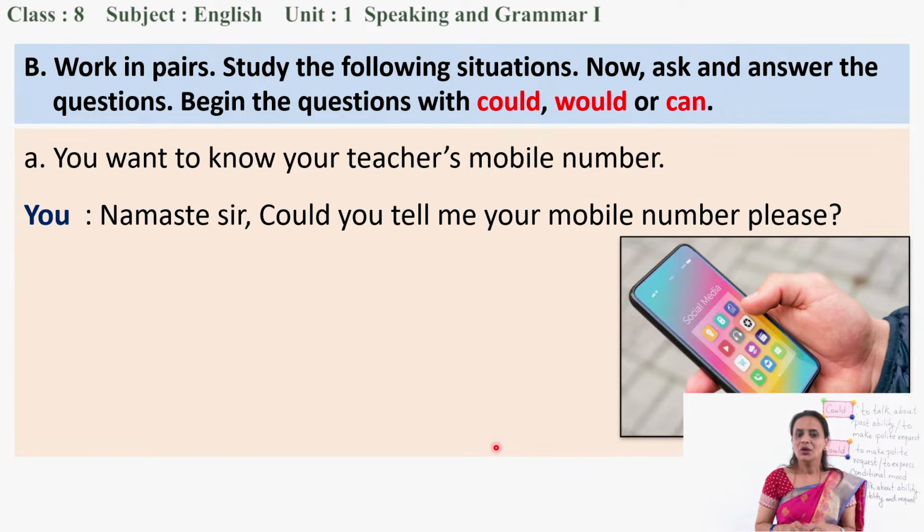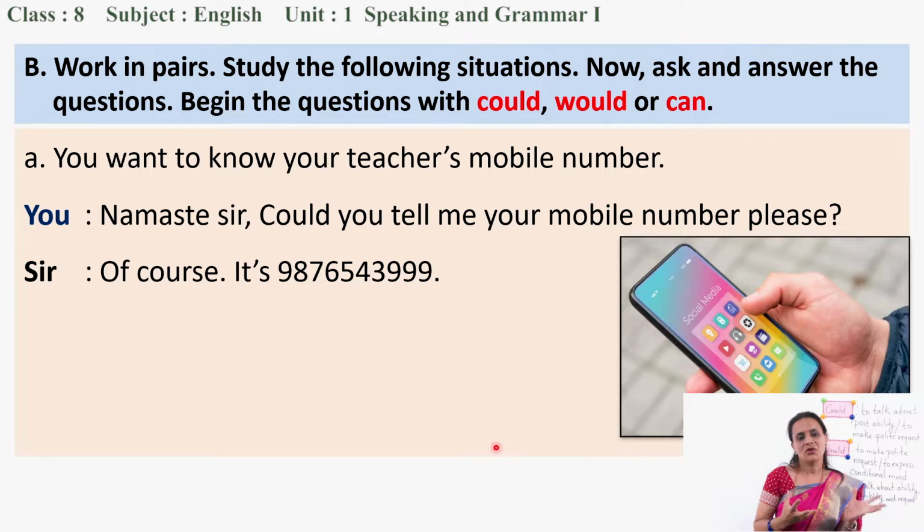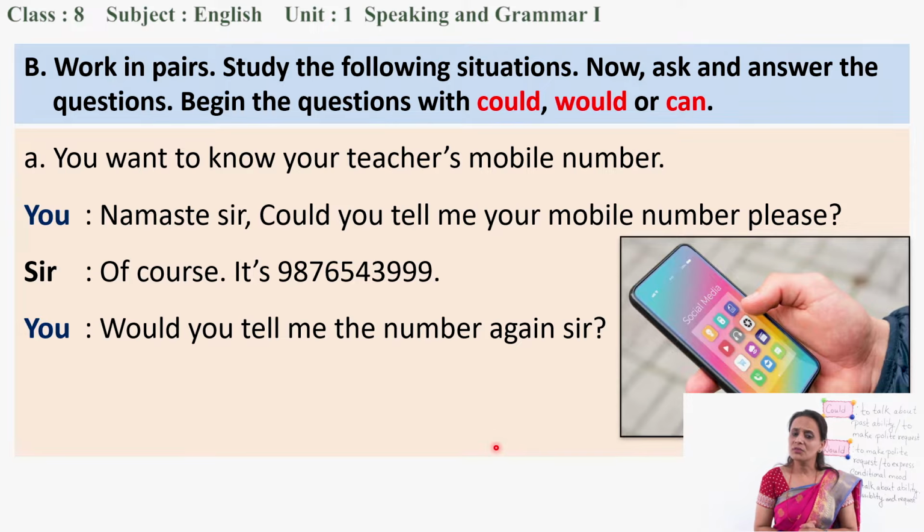Namaste, sir. Could you tell me your mobile number, please? Now you are requesting a teacher to tell his or her mobile number. Now, your sir replies, of course, it's 9876543999. Now, what will you tell? Would you tell me the number again, sir? As you could not catch it, you are again requesting your teacher to tell the mobile number.